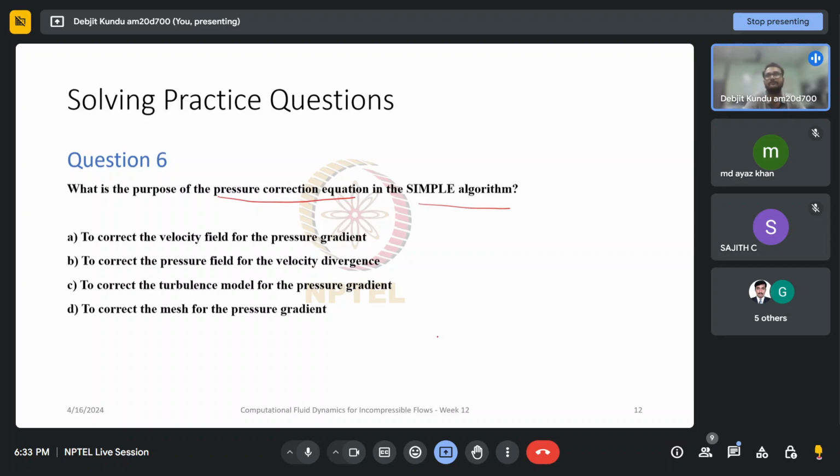Is it to correct the velocity field for the pressure gradient? Is it to correct the pressure field for the velocity divergence? Is it to correct the turbulence model for the pressure gradient? Or is it to correct the mesh for the pressure gradient? Very simple question, what is it? I'm expecting a lot of responses for this one.